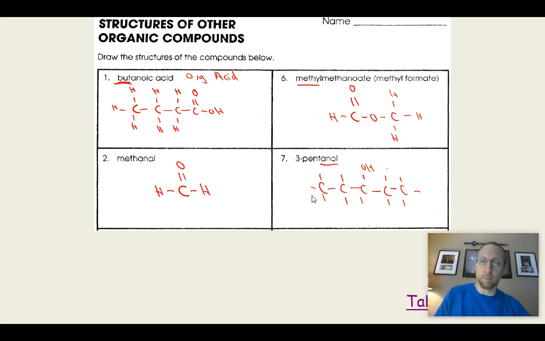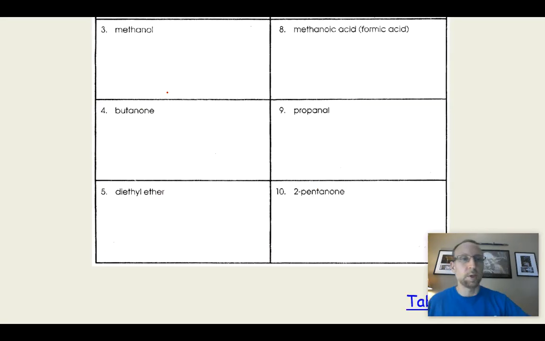Number 3, methanol, 1 carbon with the OH. Put it anywhere you want. It's always going to be coming out of the 1 carbon. Doesn't matter if it's here, here, or here. And then these are just H's.